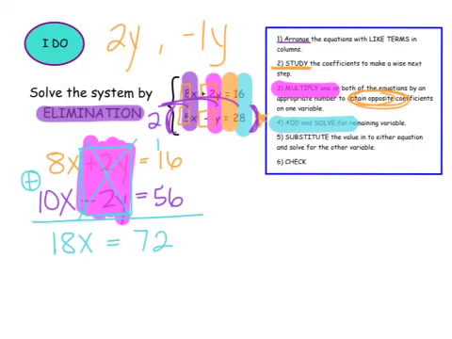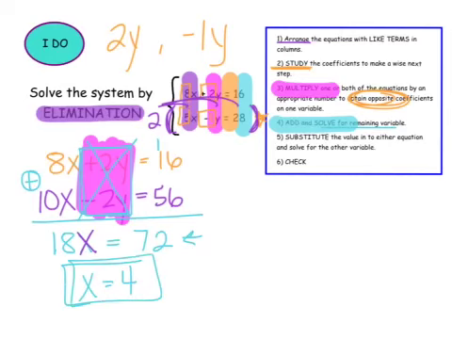And then we need to solve for the variable, because notice right here, we only have x's. We got rid of all our y's. So we can divide by 18 on both sides, and x equals 4. We have half of our work is complete.